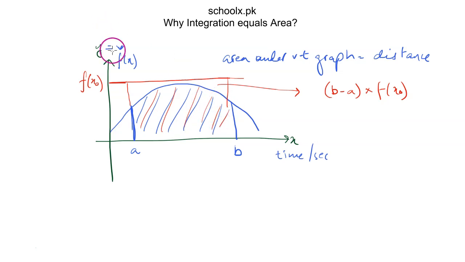So what I'll do is I'll split the shape into numerous rectangles. Let's say this, and let's keep the width of each rectangle equal to delta x. Alright, of each rectangle.